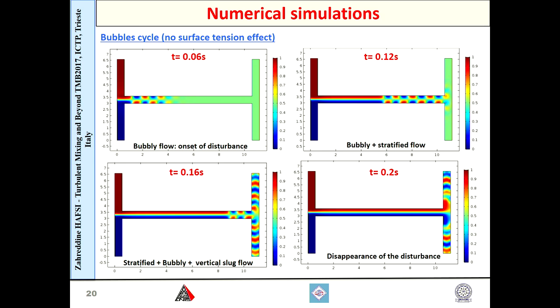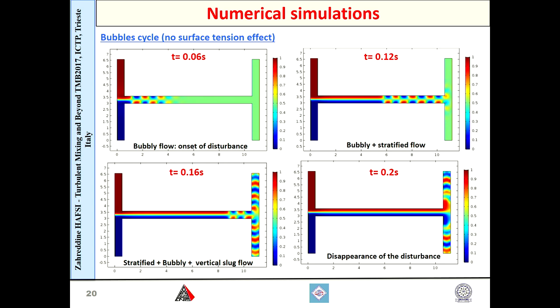Actually, giving a velocity to kerosene and a velocity to the water, sorry, red is water and kerosene is in the blue. At initial contact between the two fluids, bubbles occur, and the bubbles are pushed out of the channel by the stratified flow. That means the bubbling phenomenon is just a transition phenomenon.